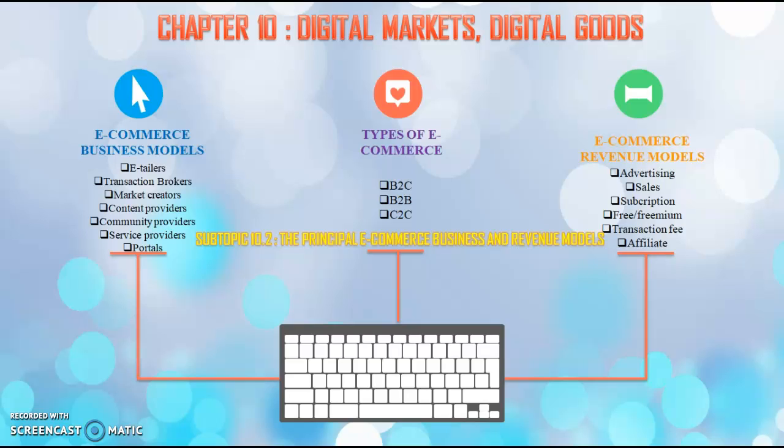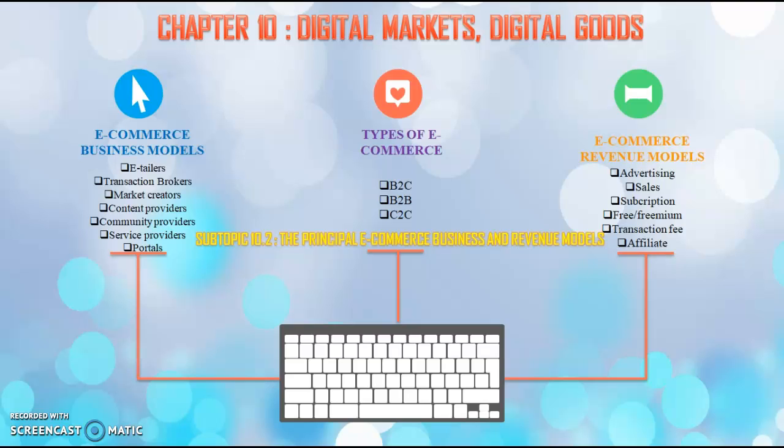Third, the subscription revenue model. A website offering content or services charges a subscription fee for access to some or all of its offerings on an ongoing basis. Fourth, the free and freemium revenue model. Firms offer basic services or content for free and charge a premium for advanced or special features. For example, Google offers free applications but charges for premium services.